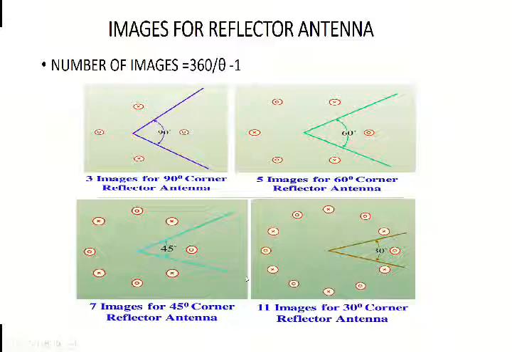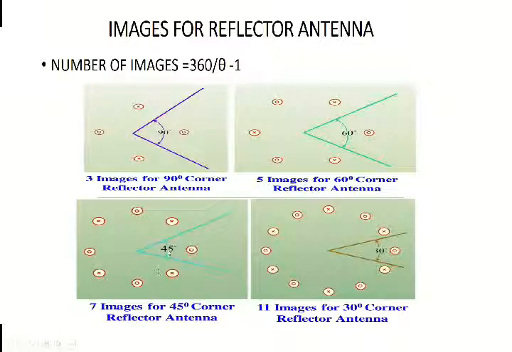Next come the images of this reflector antenna. How could you define this image theory? A very clear example is given. The number of images is defined by the condition 360 divided by theta, minus 1. For example, choose a 90-degree corner reflector antenna. 360 divided by 90 is 4, minus 1, gives 3. So these are the three images for the 90-degree corner reflector antenna. This is a feed, and the three images are defined like this. Likewise, for the image theory, we are choosing the angle subtended as 60 degrees.